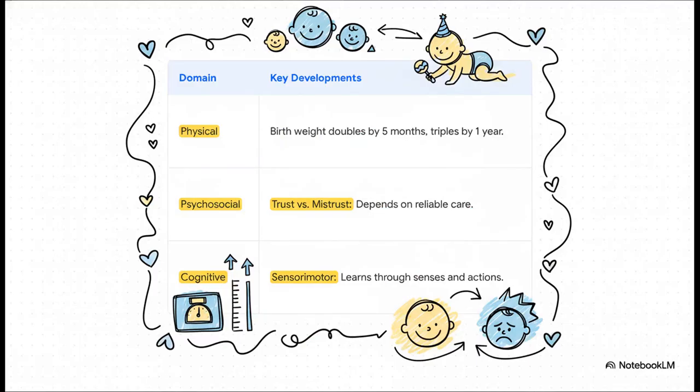Okay, this slide is packed with stuff you're going to want to remember for your exams. Physically, the growth is just incredible. A baby's birth weight doubles by 5 months and triples by their first birthday. But look at the psychosocial side. The famous psychologist Erik Erikson said the main event here is trust versus mistrust. And that sense of safety and security depends entirely on getting reliable, loving care from caregivers.